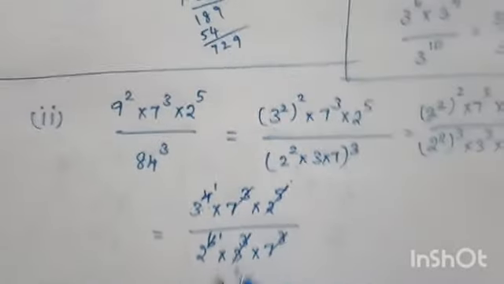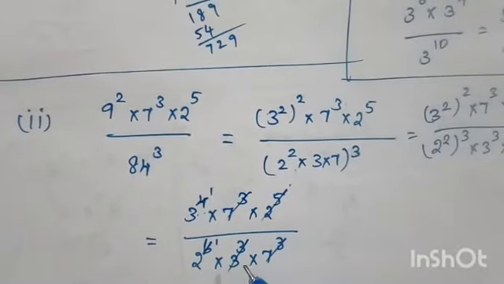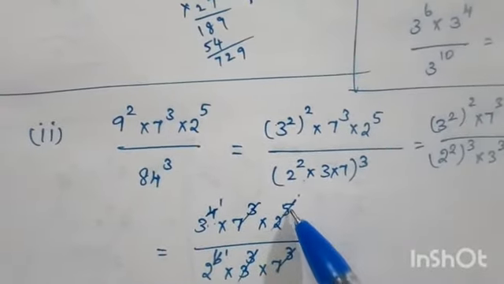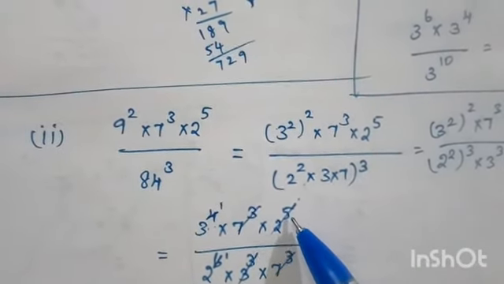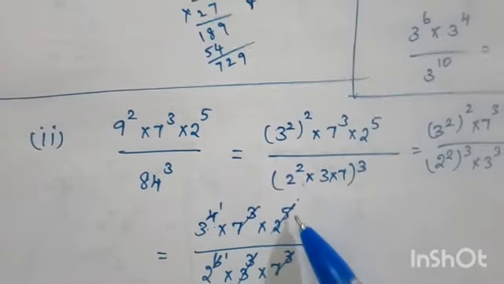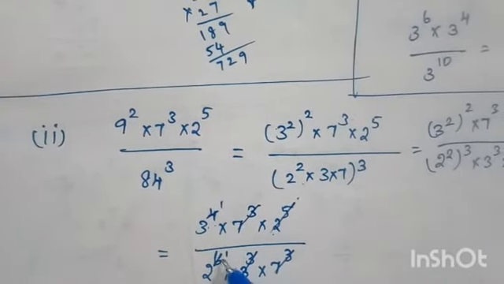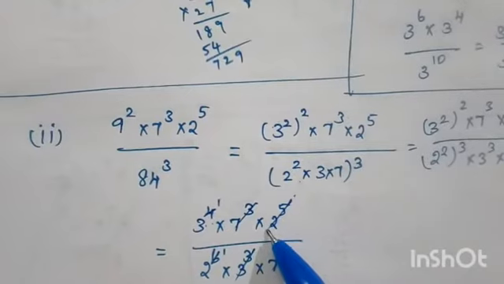Now you have to cancel. How do you cancel these power numbers? 2 power 5 is there, so that is 2 into 2 into 2 into 2, 5 times. For the denominator it is 6 times. So you cancel 5 times. Here this one you have to cancel fully.